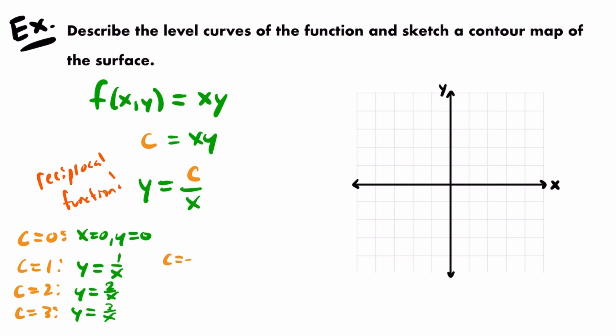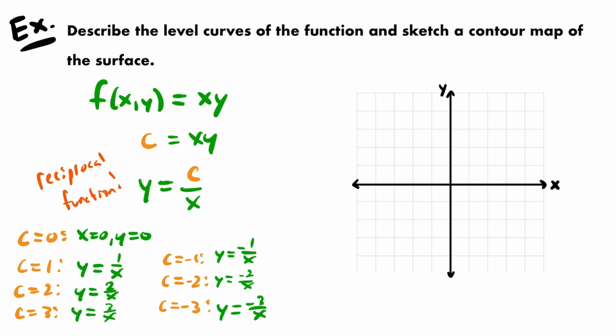Let's look at c equals -1, c equals -2, and c equals -3. For -1, we'll get y equals -1 divided by x. For -2, y will be equal to -2 divided by x. And for -3, y will be equal to -3 divided by x. All right, so now we have a good set of level curves here to work with that we can graph in this coordinate plane to sketch a contour map of this surface. So let's do that here.